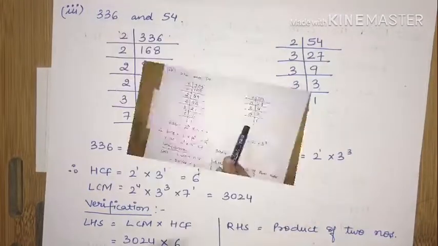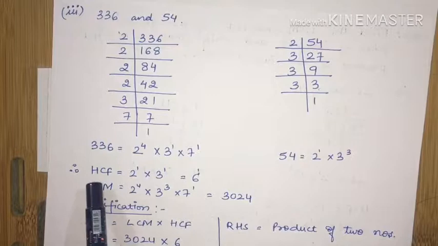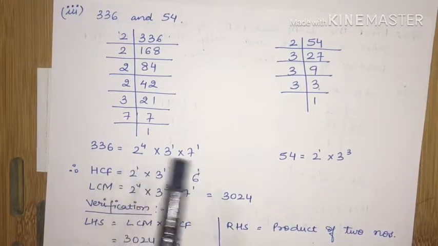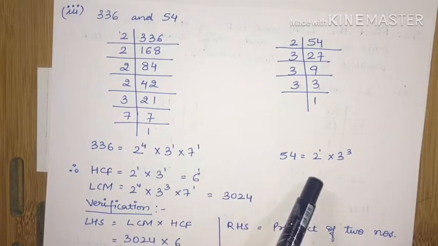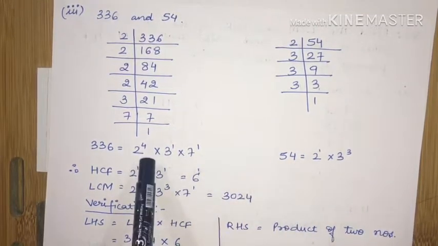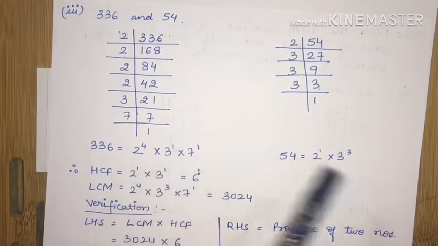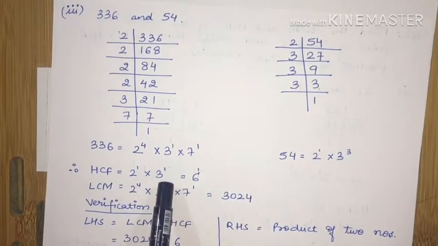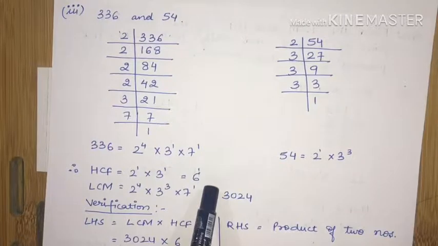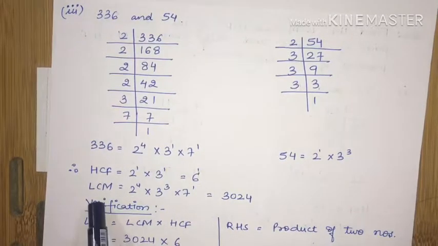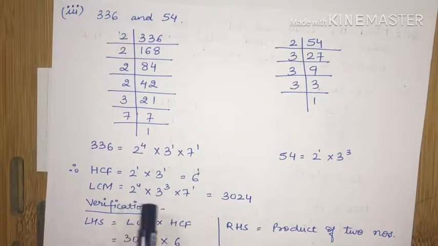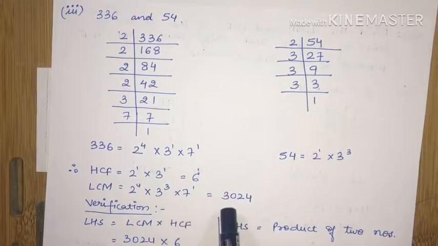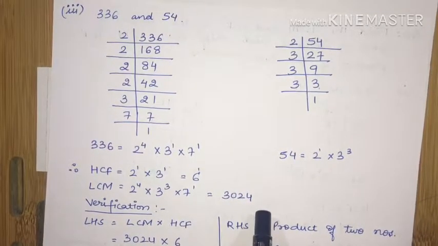As you can see, we have to find the HCF of two numbers, which is the highest common factor. So common is 2 and 3. So 2 raised to the power 1 is common and 3 raised to the power 1 is common. So HCF is 2 raised to the power 1 into 3 raised to the power 1, which is equal to 6. LCM is 2 raised to the power 4 into 3 raised to the power 3 into 7 raised to the power 1, which is equal to 3024.